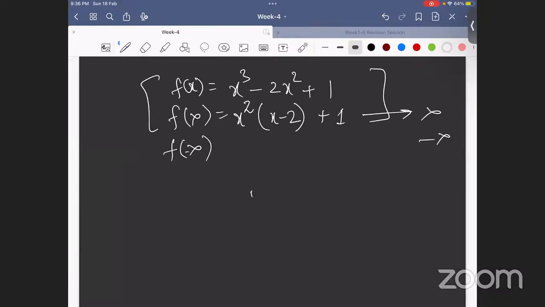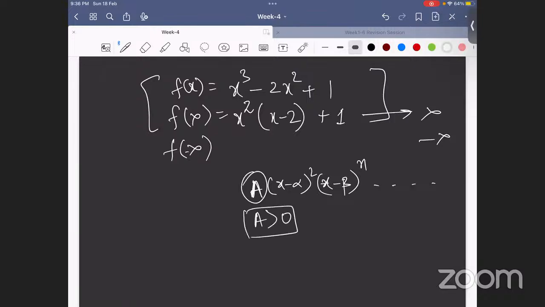If you have some polynomial function, a times x minus alpha whole square, times x minus beta to the power n, something like this, this is a polynomial function and this is your a. A is a constant, A is greater than 0. The leading coefficient is this, right? If this is your polynomial function, then this is your leading coefficient.